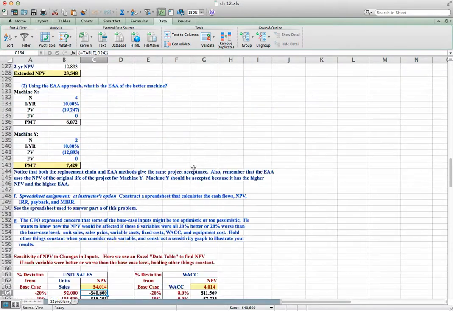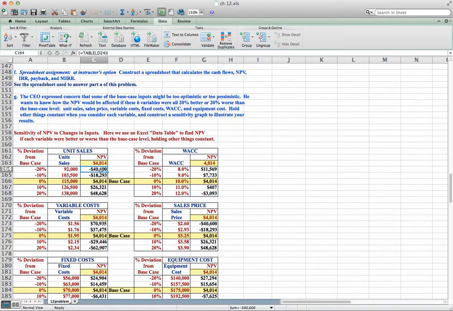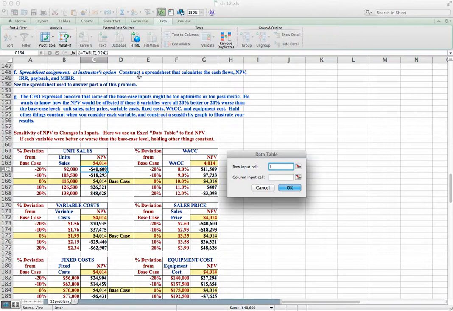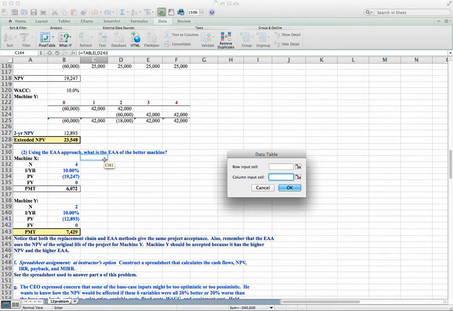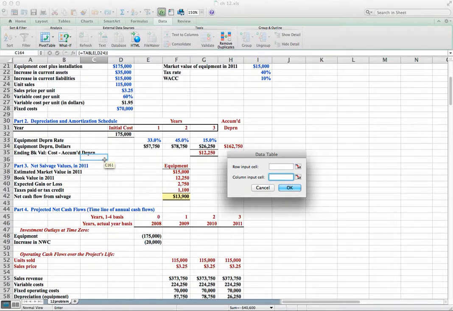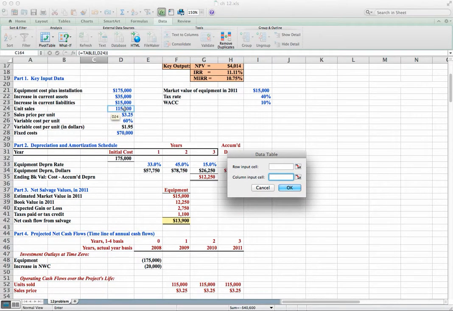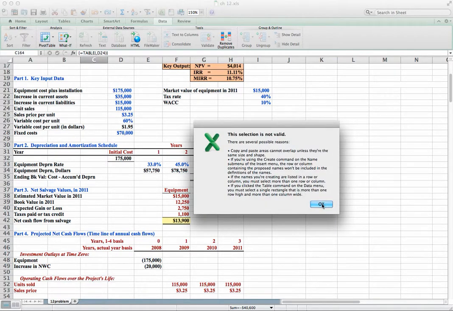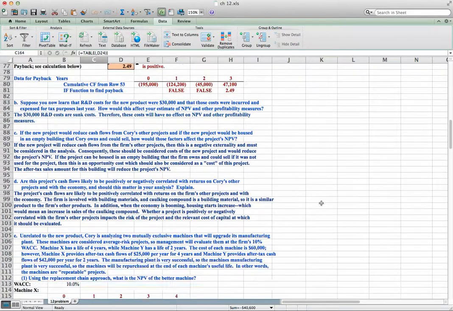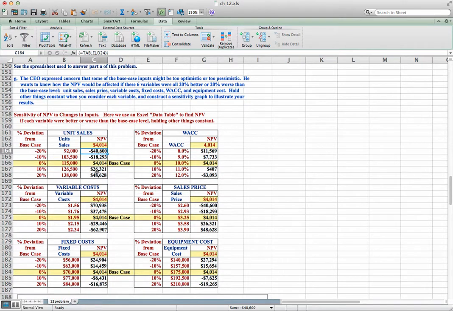In your What If analysis, your data table, you don't have a row input, you just have a column input. You'll have this column input go to wherever you have your unit sales input. So it'd be this D24 in this case, and hit OK. You have to have it all copied in there like that, and it'll fill it all in.